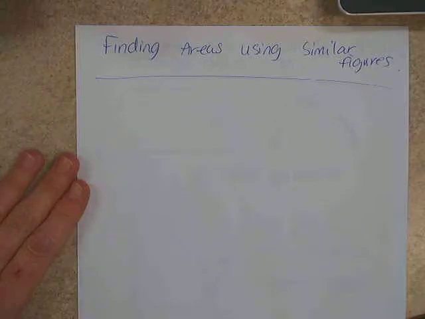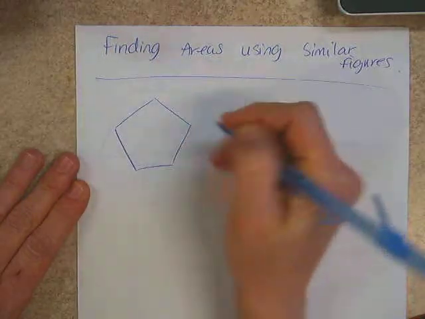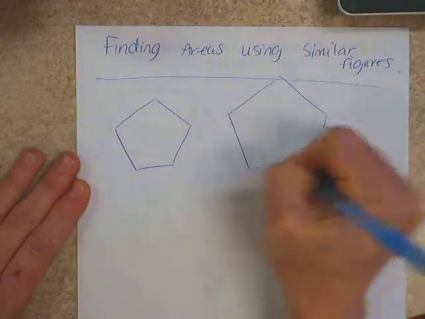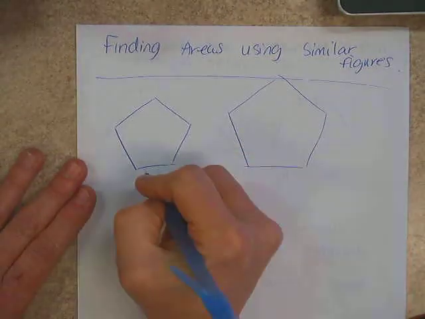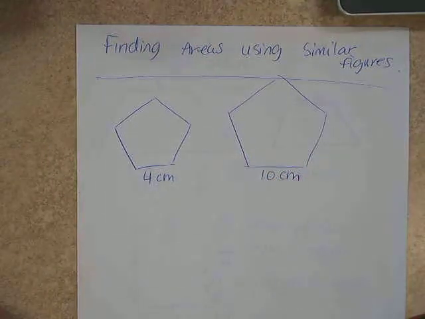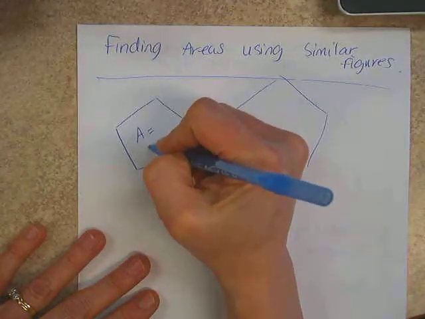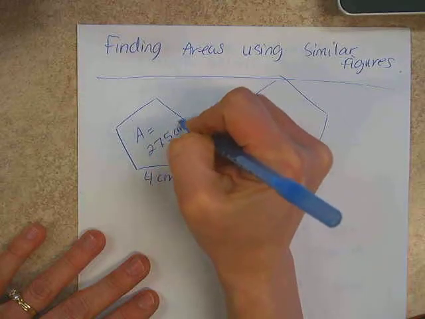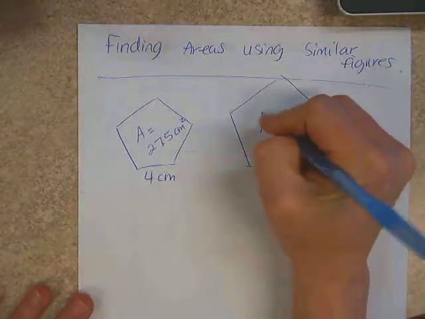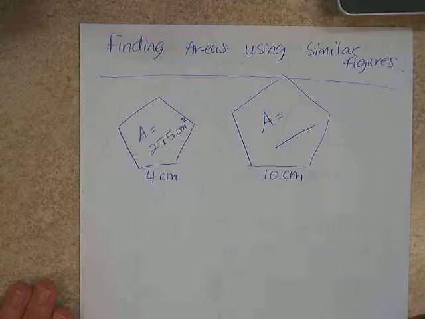Okay, so the first problem tells us the area of a smaller regular pentagon is about 27.5. What is the best approximation for the area of the larger? And they've got a picture here of the two pentagons with the side length for each. So they give us the area of the smaller, and they want us to find the area of the larger.